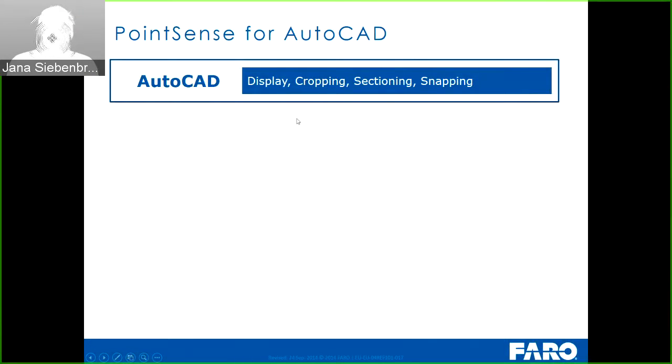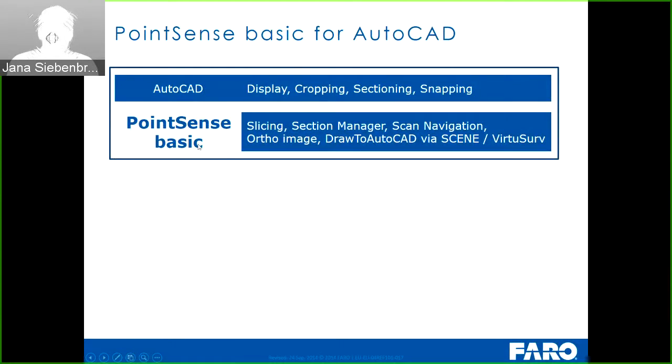AutoCAD itself does have some native point cloud tools for displaying, cropping, sectioning, and snapping to point clouds. With our PointSense Basic product, we add some additional tools for cropping and slicing, and we have a good section manager to turn on and off the visibility of certain sections. We also offer a scan navigation tool. You will get to know it in a while.